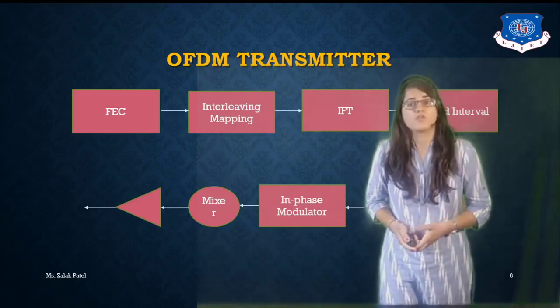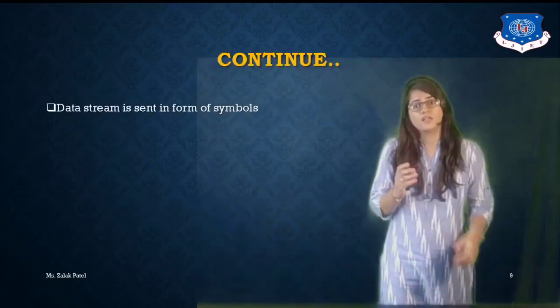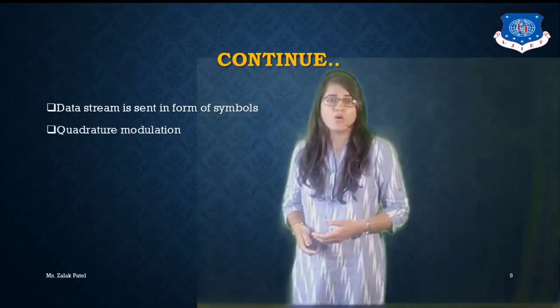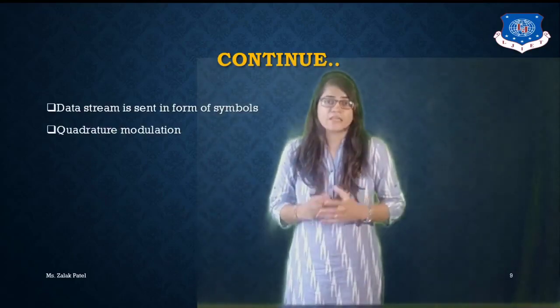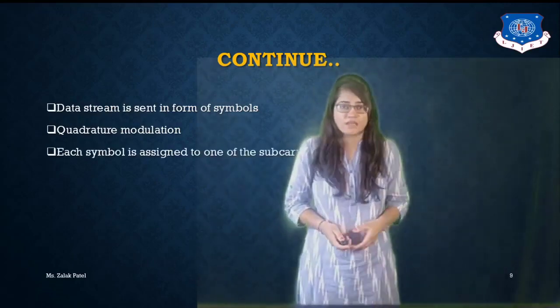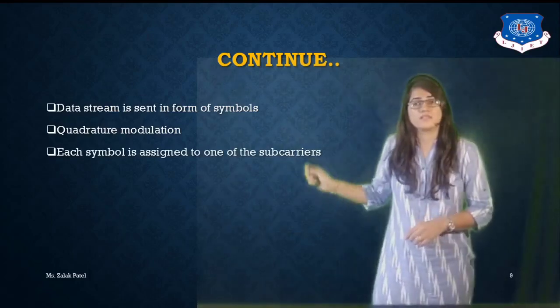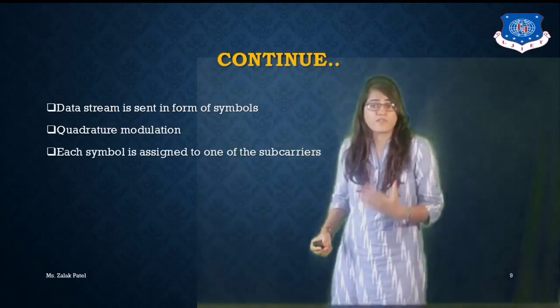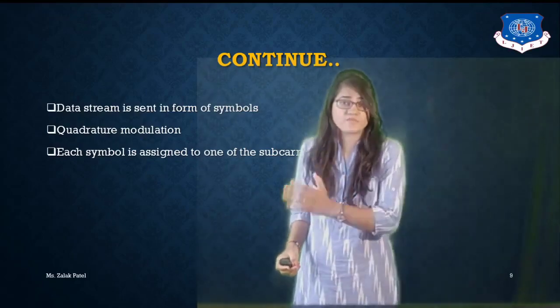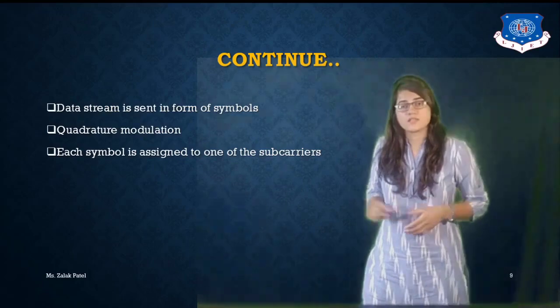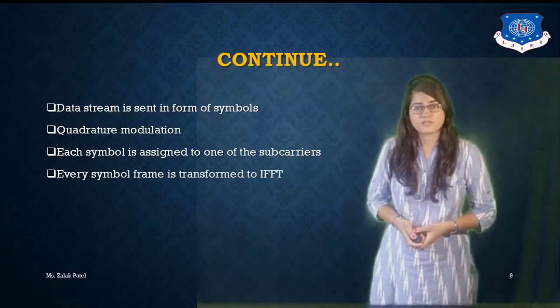So this is the case of the OFDM transmitter. Here, as we have seen, the data stream is sent in terms of symbols. The modulation technique that can be used is quadrature modulation, pi/4 modulation. Here each symbol is assigned to the subcarriers. Why subcarriers? Because in the case of FDMA, 1 to 6 types of subcarriers are possible. So that's why each symbol is assigned to one of the subcarriers.